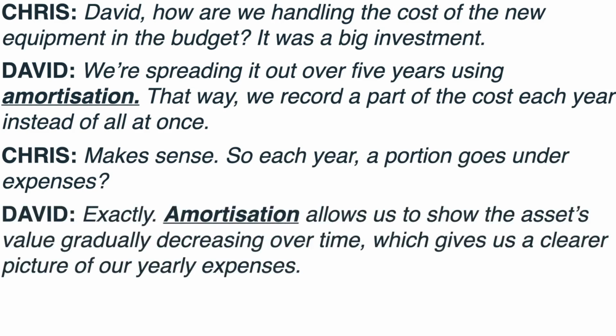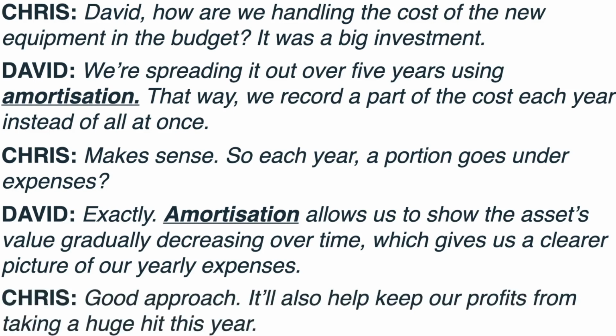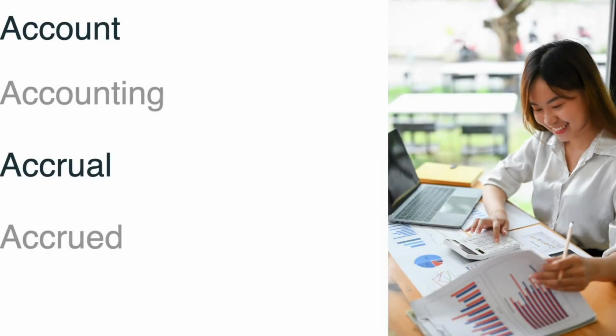Exactly. Amortisation allows us to show the asset's value gradually decreasing over time, which gives us a clearer picture of our yearly expenses. Good approach. It will also keep our profits from taking a huge hit this year. And that's the word amortisation covered.